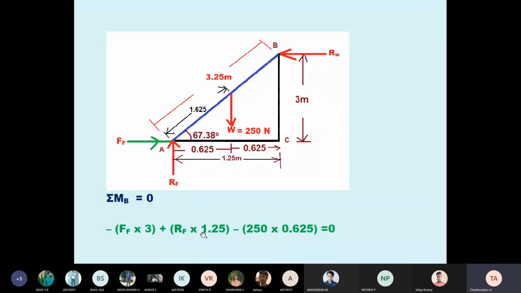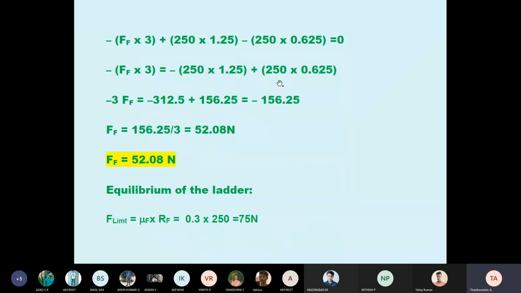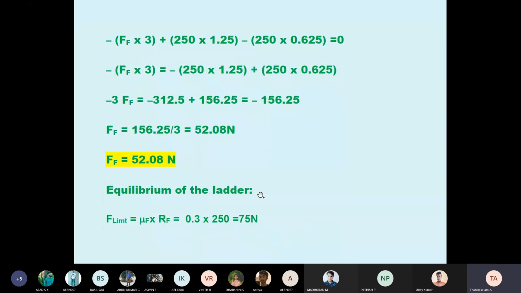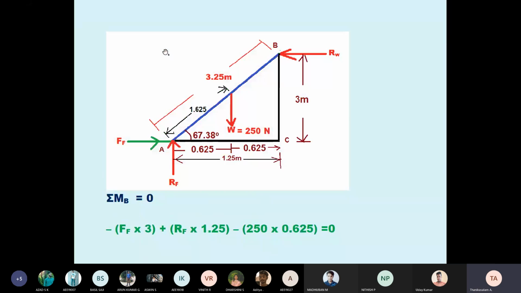Students, be very careful when taking moment. Where is the force acting, and at what distance from the reference point? Therefore, minus FF into 3 anti-clockwise, plus RF into 1.25 clockwise. Then the weight is 250 into, with respect to point B, that is BC, 0.625 anti-clockwise, minus. Then we have minus FF into 3.